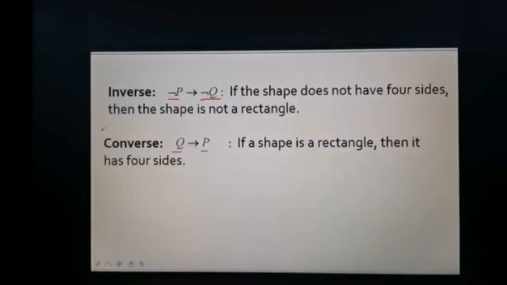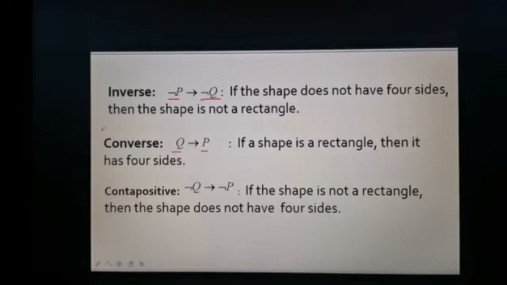And for the last one, we have the contrapositive or the negation of Q and negation of P. That is read as, if not Q, then not P. The statement will become, if the shape is not a rectangle, then the shape does not have 4 sides.